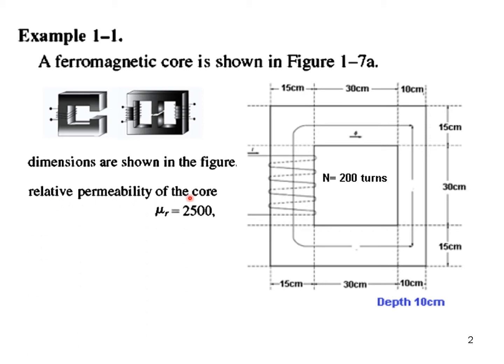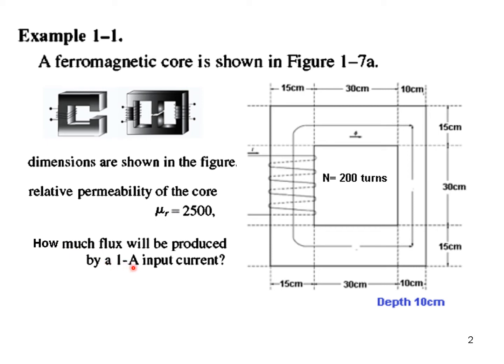The relative permeability of the core is given. Relative permeability is just like conductivity we know in the electrical circuit, the same as the permeability in the magnetic circuit. Its value is 2500. And the question is how much flux will be produced by a 1 ampere input current. So if we give a 1 ampere current through this coil here, this will produce flux, and we need to find the value of that flux that will circulate in the core.